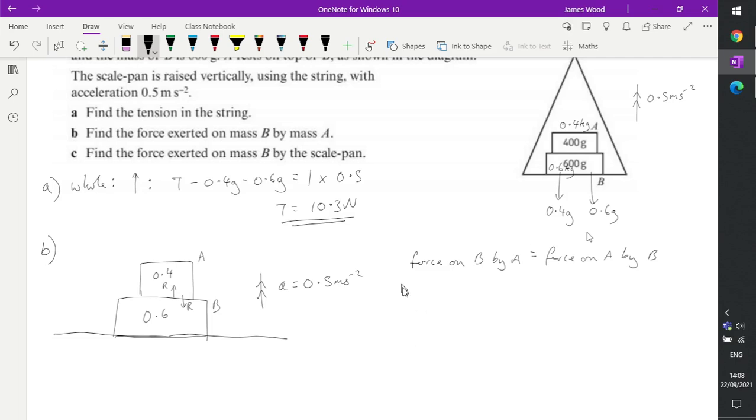So now what I'm going to do is I'm just going to look at the forces on box A. And again, this is a bit like when we did the trailer questions. We just looked at the forces on the caravan or just the forces on the car. So I'm just looking at the forces on A.